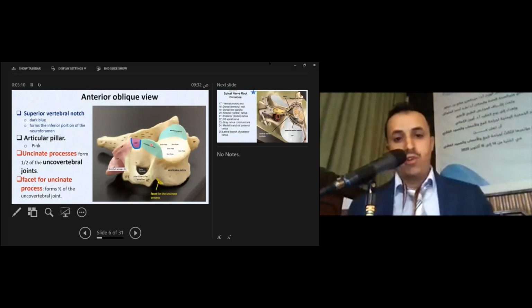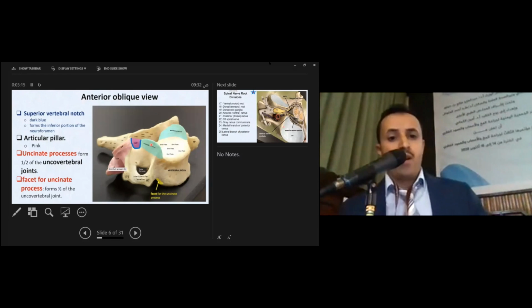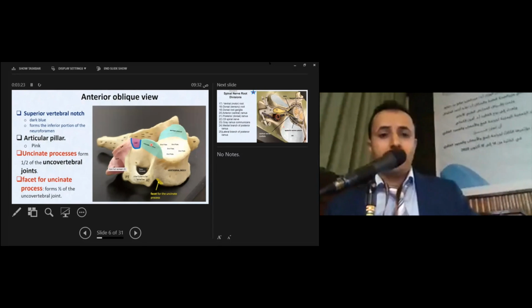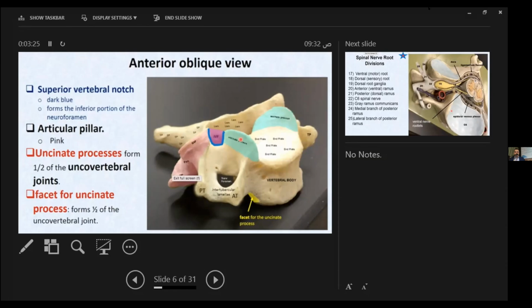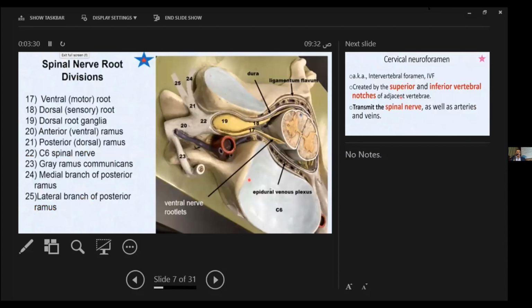This is the anterior oblique view. In the photo, the blue one is the uncinate process, the blue line is the intervertebral foramen, and the yellow one down there is the facet of the uncinate process. And these are other 3D photos. Let your imagination work on the relationship between the uncinate process, the vertebral artery, and the exiting nerve root. And we see there the epidural venous plexus.